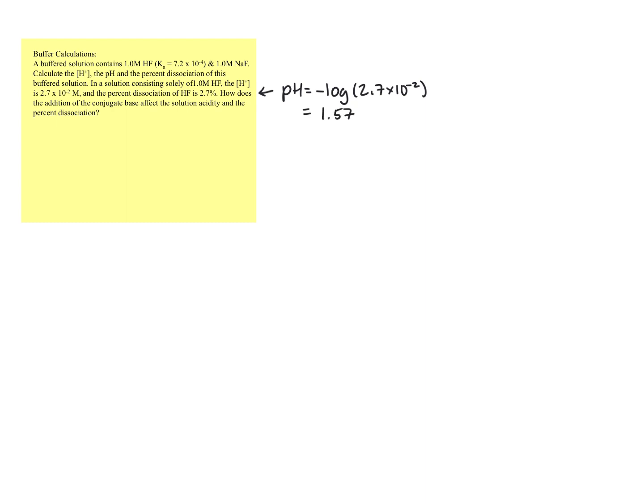Now let's take a look at it if you had both HF and NaF in it. The first thing I'm going to do is write down the hydrolysis equation for HF when you add it to water. That gives you F negative and H3O positive. Then we're going to do this the ICE table way first. You have 1 molar of this and 1 molar of this, and 0 of this.